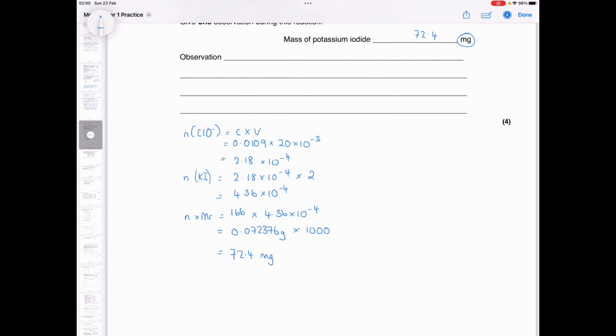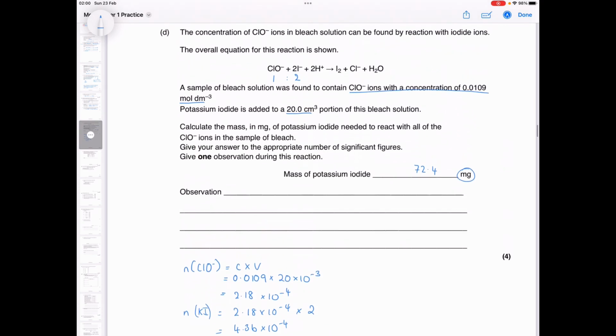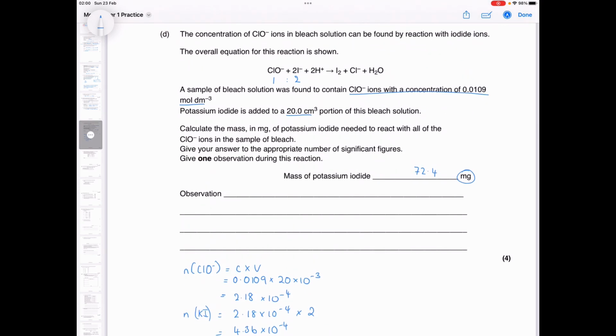And what would we see? Okay, so we're going to be forming iodine in solution. So the solution would turn brown due to dissolved iodine being formed.